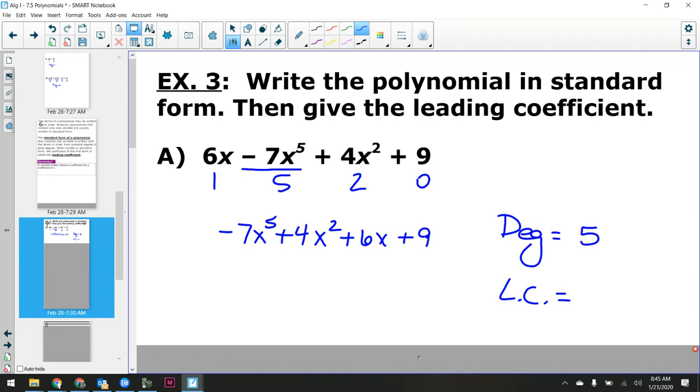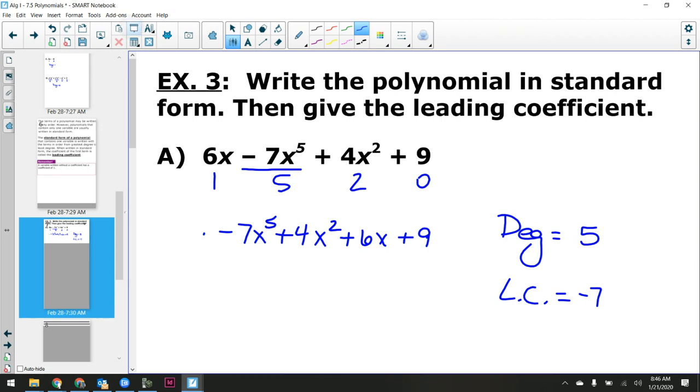And what's my leading coefficient? What's the number way out front? Negative 7 is my leading coefficient. Again, we have no idea what that's used for yet. All we're focusing on is, can you identify it? What is it? Okay? We'll talk about what it's used for later. But for right now, we're just talking about, can you identify what it is?